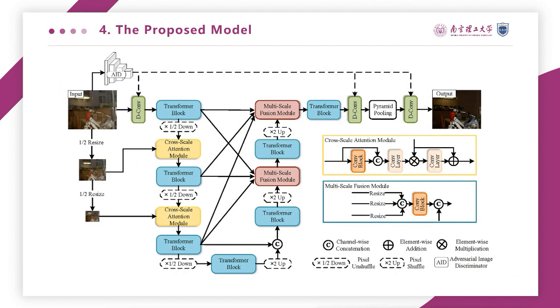The overall architecture of the proposed network is illustrated here. It consists of a cross-scale image encoding stream, a multi-scale feature decoding stream, and an adversarial image discriminator controlling 3 dynamic convolution modules. A blended image is first downsampled to its 1/2 scale and its 1/4 scale.